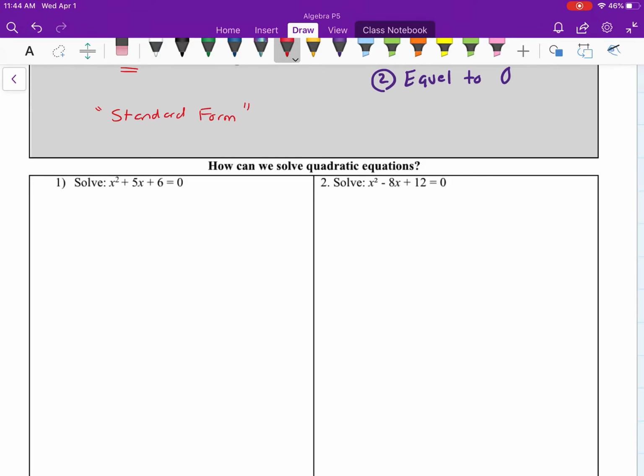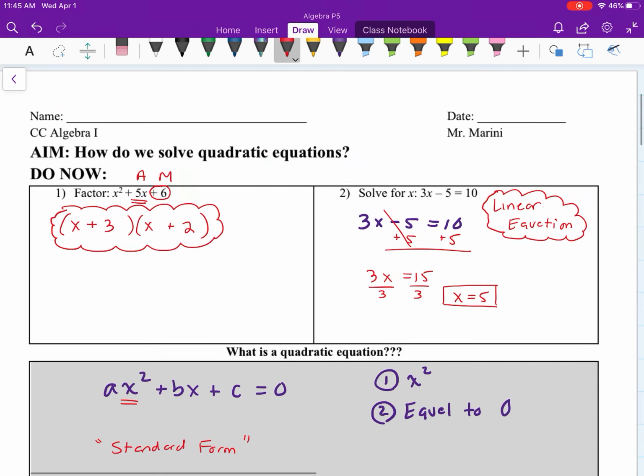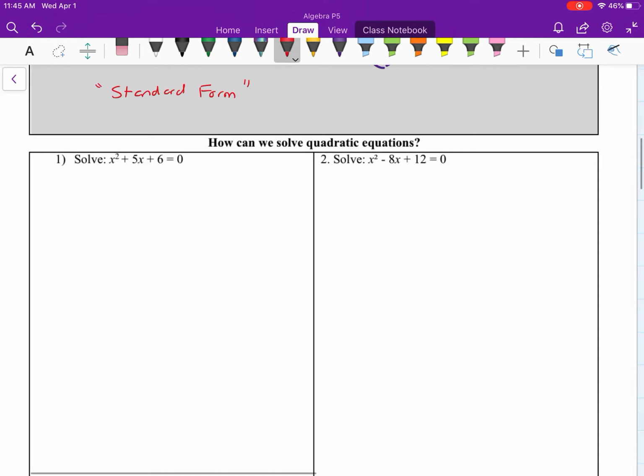So if you take a look here at number 1, this is our first example. Solve this quadratic equation. Now this might look familiar because x squared plus 5x plus 6 was the first do now question, and we factored it and got x plus 3 times x plus 2. However, now it's a quadratic equation because it says x squared plus 5x plus 6 equals 0.